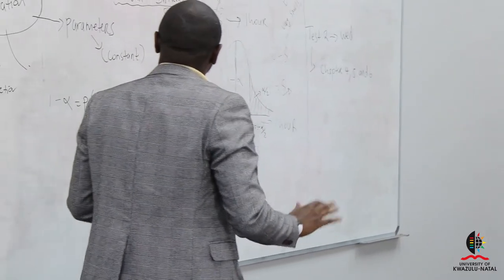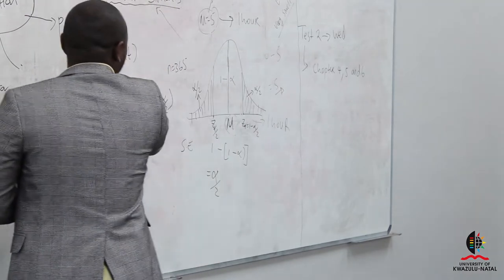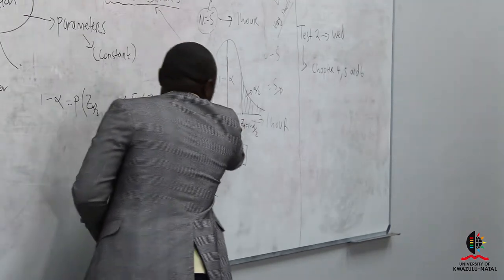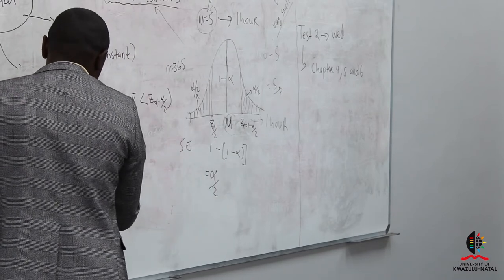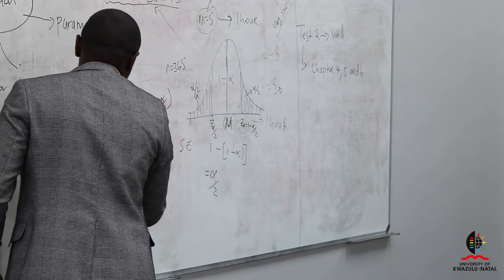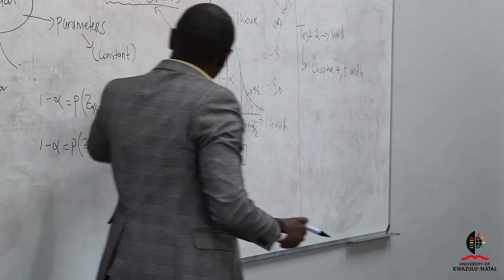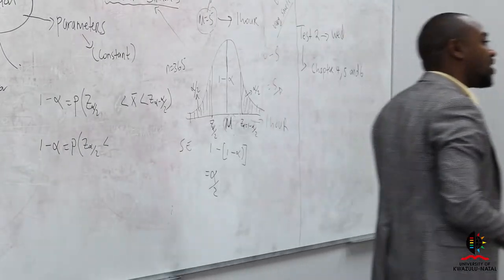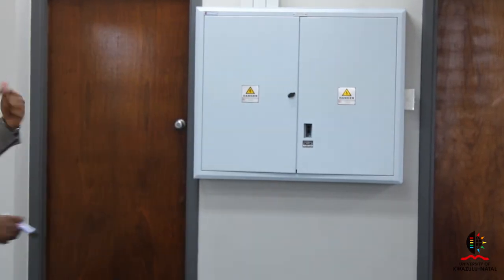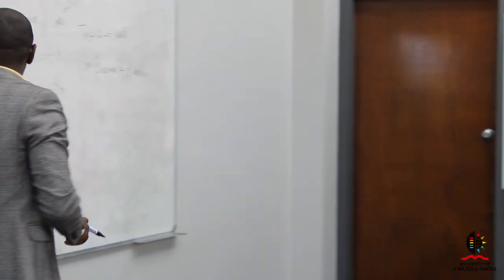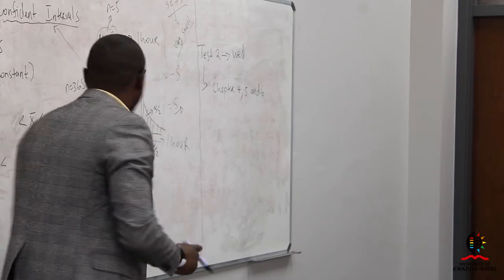Okay, so you want to find this parameter now. From here, you've got 1 minus alpha is equal to the probability of z alpha by 2 less than, obviously, you don't have tables based on x bar. What do you have? Z table, right? So you standardize your x bar, the average you're looking for, to be under the standard normal curve, right? So how do you do that?